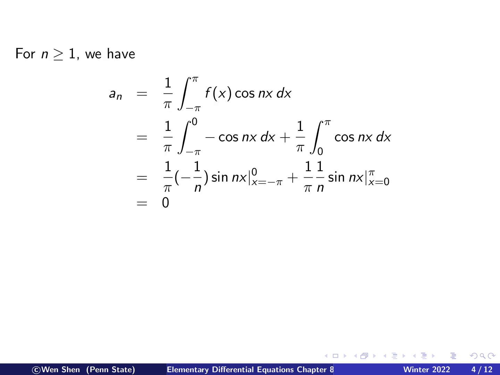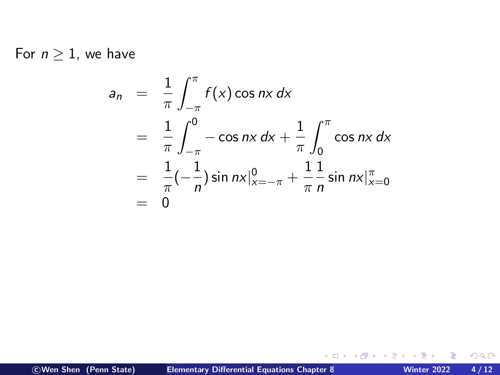Okay, so next we compute the a_n's for n bigger than or equal to 1. We use the formula, and this will be the formula. Now we use the fact that f is piecewise defined, and therefore we break it into two intervals. We integrate from negative pi to 0, where f is negative 1, so we get just a negative sign. And then the second interval is from 0 to pi, where f is 1, so we just have cosine.